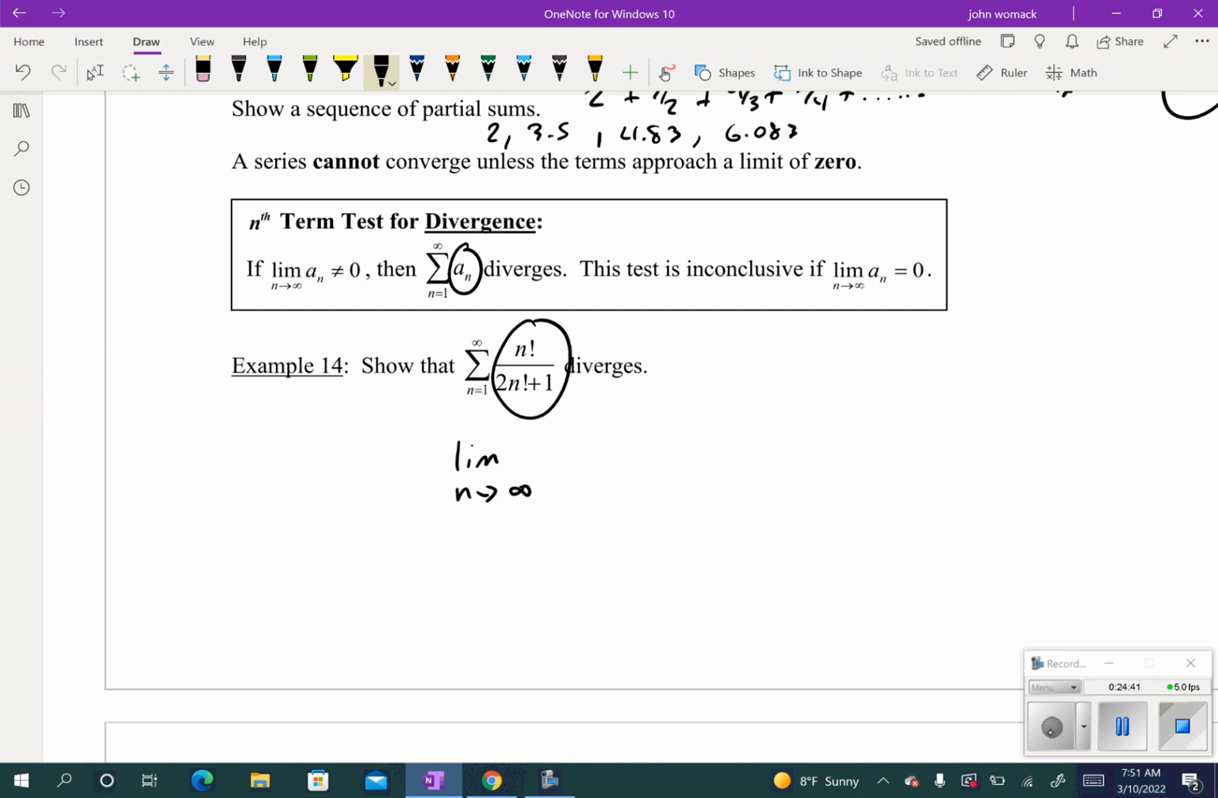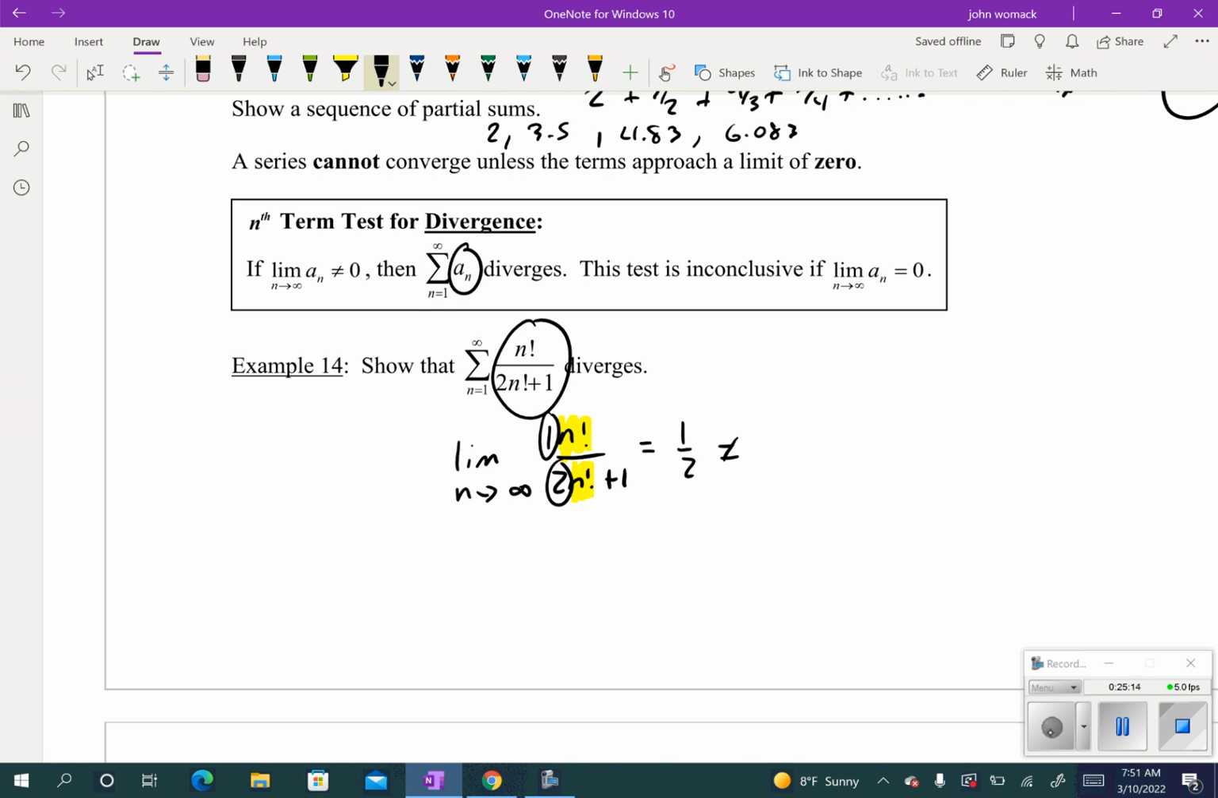As n approaches infinity of that, which is n factorial over 2n factorial plus 1, and we want to show that it diverges. So I'm going to simplify that bottom part. Just think about what happens here. The plus 1 is insignificant, because as n gets really big, this part and this part are going to overtake everything. They're essentially going to cancel each other out, and I just take the leading terms. So that comes out to be a half.